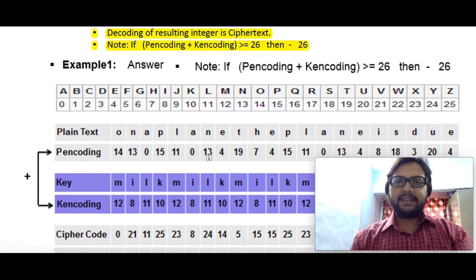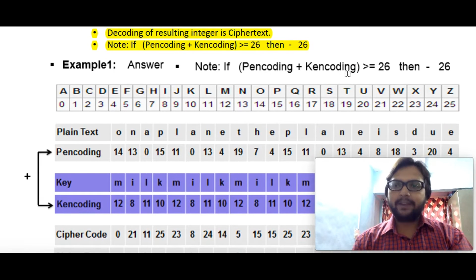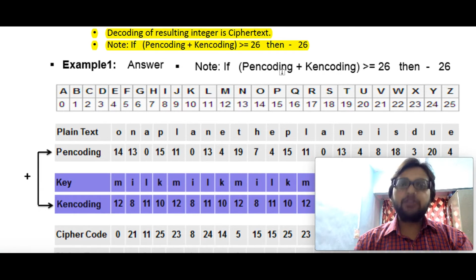Now, as you can see here, we have written something here, that is pen coding plus key coding. To generate a cipher text, we need to add the number which we got during pen coding to the key coding number, and if the addition of these two things is greater than or equal to 26, then we need to subtract 26 from it.